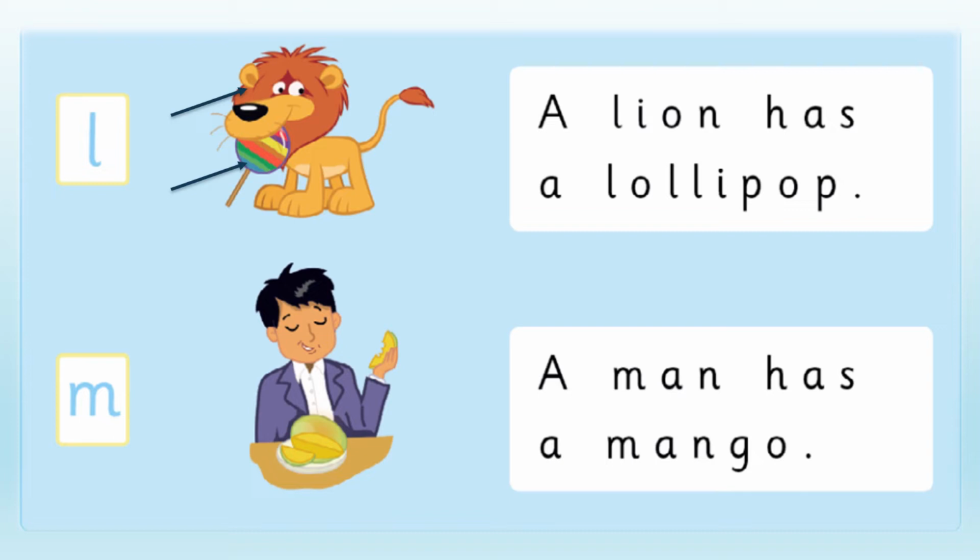Chú sư tử có một viên kẹo. Look at picture 2. Các con hãy nhìn bức tranh số 2. Man. A man. Mango. Mango. So, I have a sentence. A man has a mango. Cô có hai câu này và các con về nhà cố gắng luyện đọc. Listen to me again. A lion has a lollipop. A man has a mango.